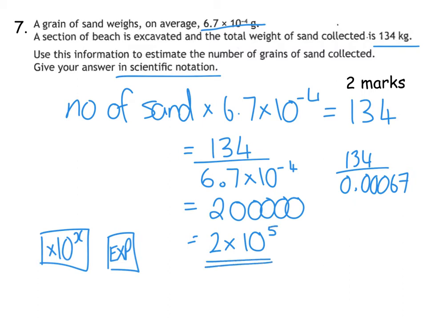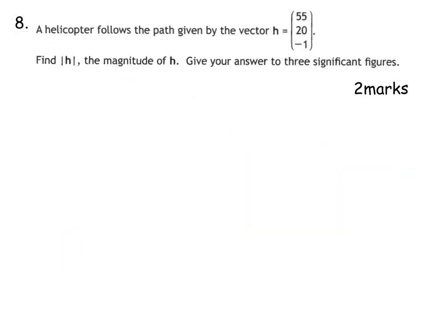So that is the number of grains of sand. Now your marking scheme for this one, it's only worth 2 marks. There would be 1 for your final answer in scientific notation, and there would have been 1 for that known to divide. So people who leave their answer as 200,000, you lose your second mark. So be careful, always check the question.